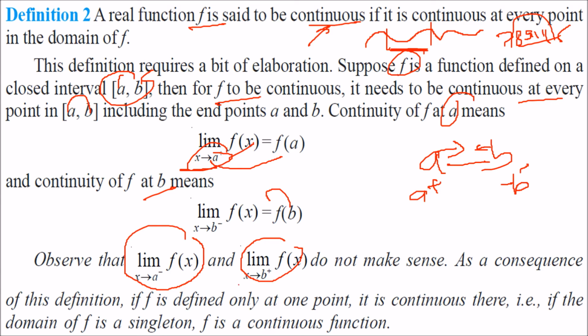So if this doesn't make any sense actually, because of this definition, f is defined only at one point. It is continuous there. That is, if the domain of f is a singleton, f is a continuous function.